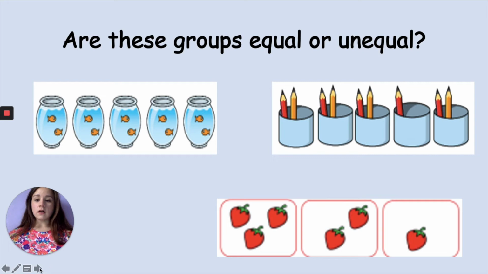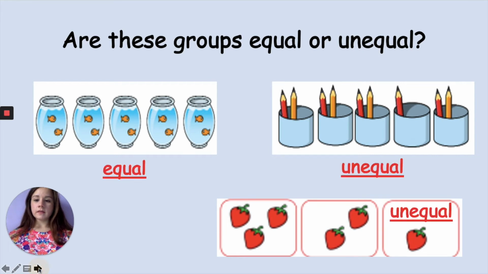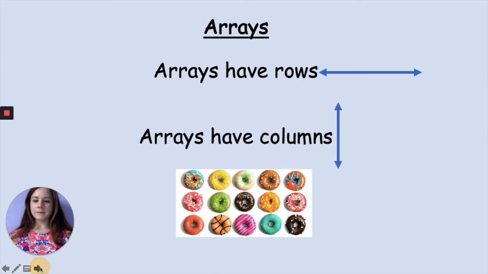The answers are equal because they all have 2 fish. Unequal, we have some with 2 pencils and this one only has 1. It's not the same, so they are unequal. And these strawberries are unequal because they all have different amounts in the boxes. Well done if you got it correct.